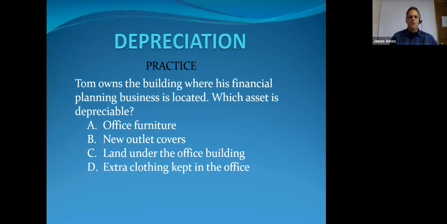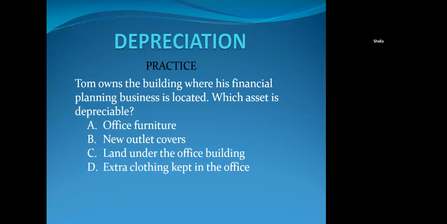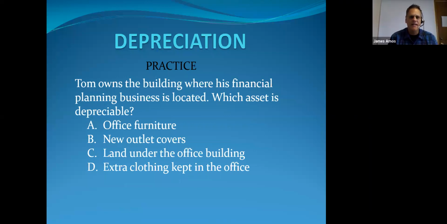Tom owns the building where his financial planning business is located. So before we go any further, what does he own? Somebody explain to me in layman's terms what he's owning here. Commercial property. Commercial real estate, exactly. And which asset is depreciable? Now think about what he owns. What's depreciable? The building.